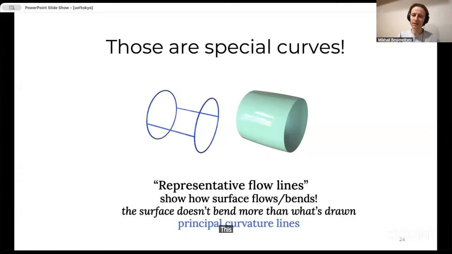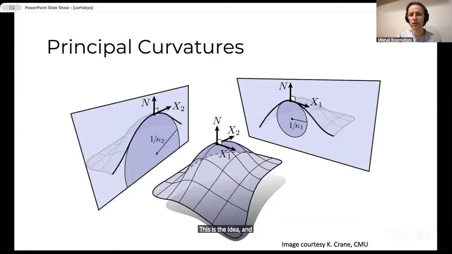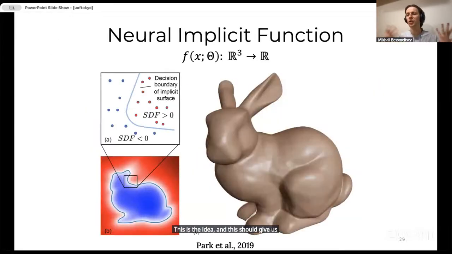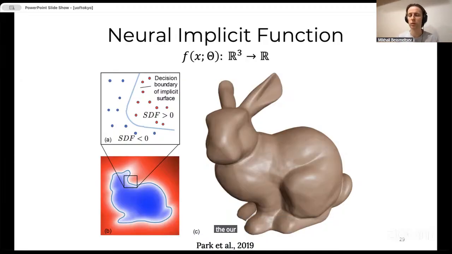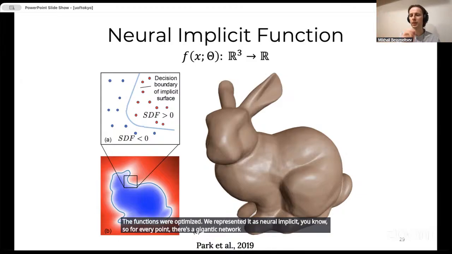So this is the idea, and this should give us some instruction on how to create those surfaces. So in this project, what we did is essentially we encoded the function we're optimizing. We represented it as a neural implicit. So there's a gigantic network that for every point tells you how far you are from the surface, either from inside or from the outside.